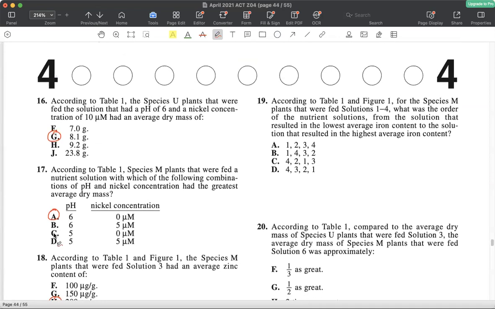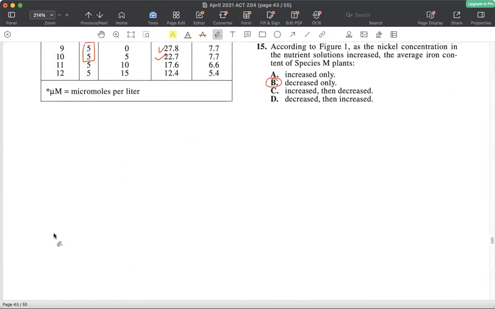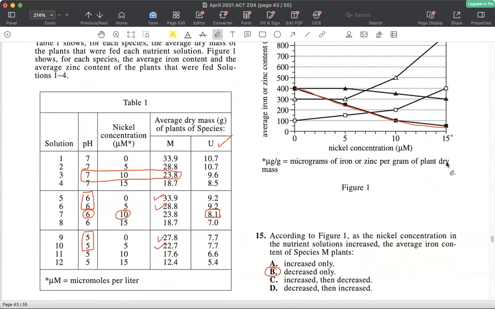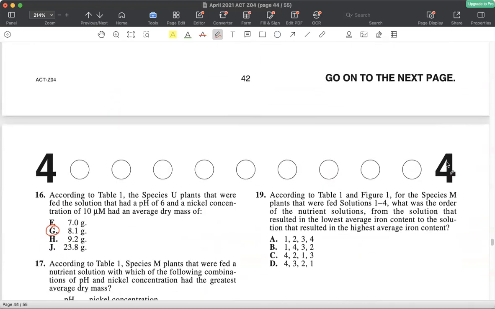According to table 1 and figure 1, for the species M plants that were fed solutions 1 to 4, what was the order of the nutrient solutions from the solution that resulted in the lowest average iron content to the solution that resulted in the highest average iron content? So 1 to 4, we know that the nickel concentration increased like this, but the iron concentration for species M went down. So the lowest would be 4, then 3, then 2, and the highest is 1.